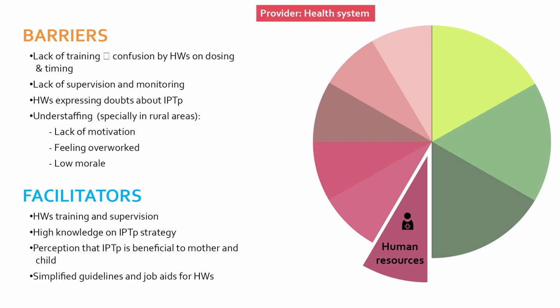And lastly, in terms of human resources, a very important one, there's been reported a lack of training and confusion by the health workers on dosing and timing of the drug, lack of supervision, and health workers expressing doubts about the intervention themselves, so not really believing in it. And of course, understaffing in rural areas, and that leads to lack of motivation, feeling overworked, and low morale from the staff. On the other hand, from facilitators, good training and supervision and support from the health systems, and good understanding of the strategy itself, and the perception that this is very good for the mother, so they can convey it to the women.